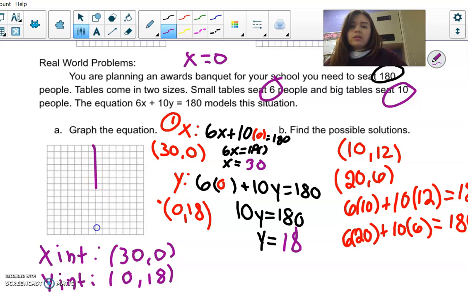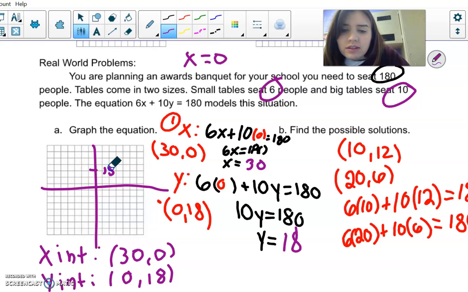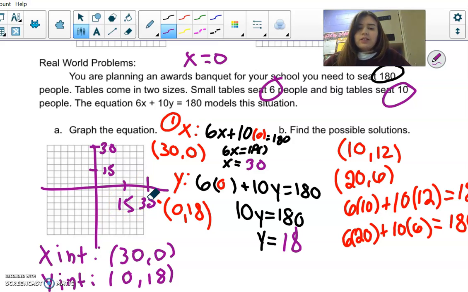So all we have to do is graph this. We'll say this is 15, this is 30. Say this is 15, this is 30. Okay, for our x-intercept, we're going all the way to 30, not moving up or down. For our y-intercept, we're staying at the origin and going up 18. We're going to say that's right here. Now we just graph our line.